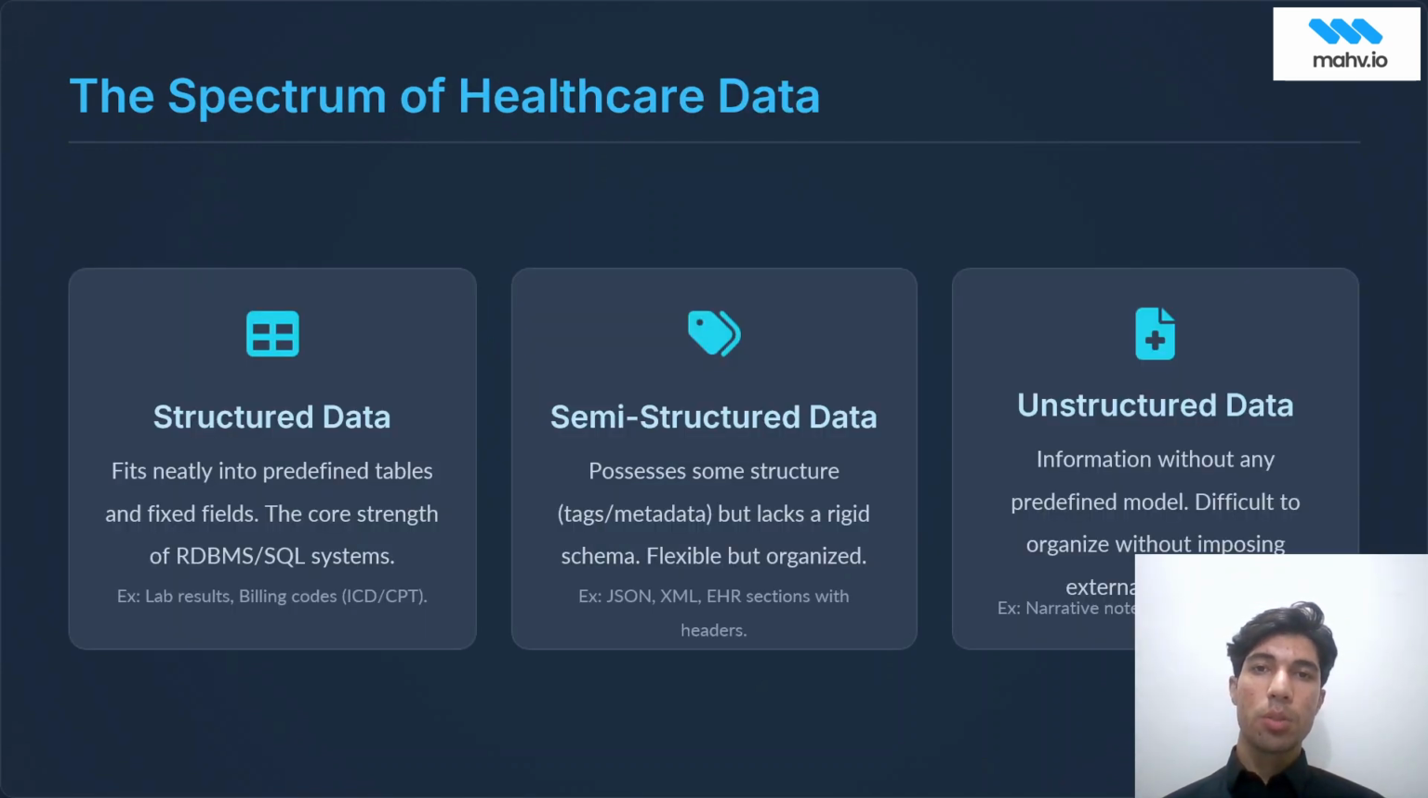To understand the solution, we must first know that there are three types of data that we now manage. First, we have the structured data that fits neatly into predefined tables, like lab results and billing codes, etc. And they are stored in fixed fields.